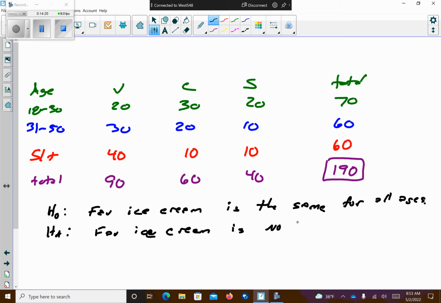When it says a test of homogeneity, doesn't that have to do with the distribution? Yes. Okay, so then would the null and alternative be that the distribution of ice cream flavors over the ages is the same or different? Does that make sense? So I want the null to be that it's the same. What do you think?